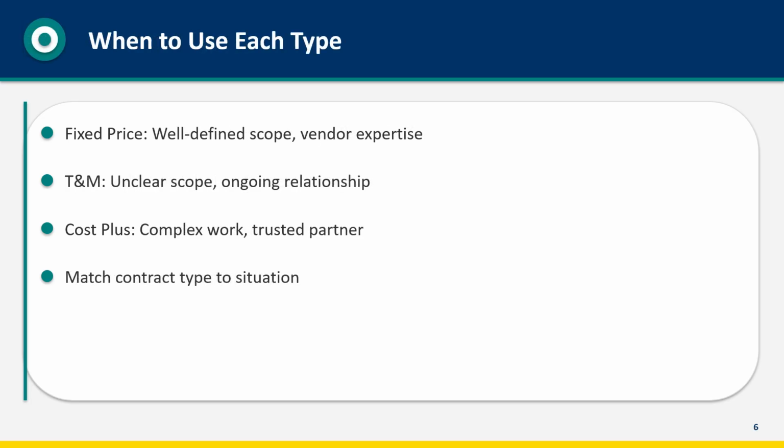Use fixed price when scope is well defined and the vendor has expertise. They can estimate accurately and carry the risk appropriately. Use time and materials when scope is unclear or evolving. You need flexibility to change direction. Use cost plus for complex work where neither party can estimate accurately, with a trusted partner who won't abuse the arrangement. Mismatching contract type to situation causes problems. Fixed price for unclear scope leads to disputes. T&M for clear scope means you pay for inefficiency.